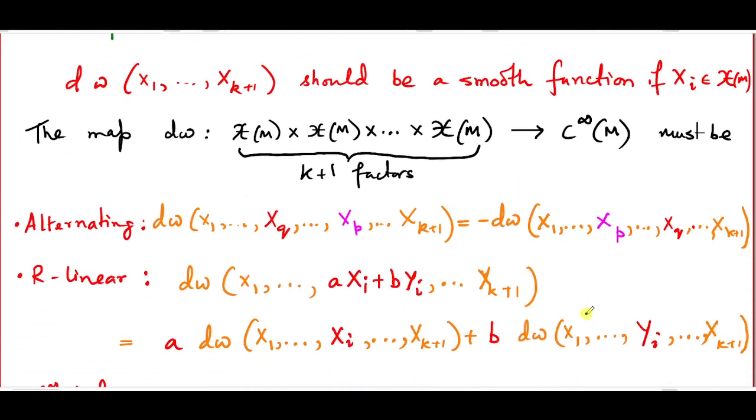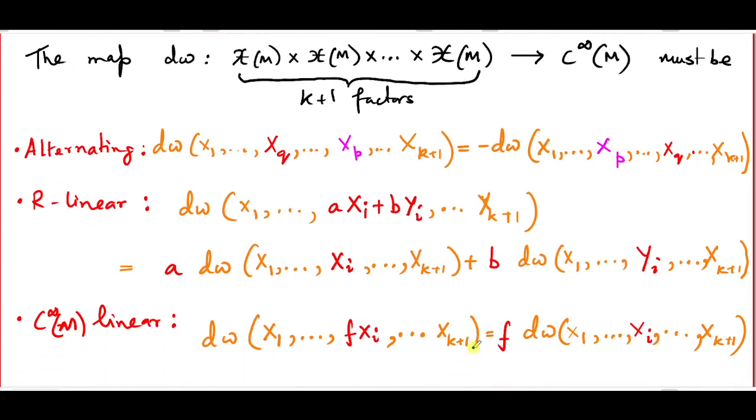It must be alternating. If you were to interchange any two of the vector field arguments, let's say Xq and Xp here, you are going to end up with a minus sign. It has to be R linear. If you replace any one of the vector fields, let's say the ith one, by a linear combination involving real numbers, you must have, as a result, a linear combination of the corresponding functions, where the individual Xi's and Yi's were acted upon by d omega, and finally, linearly combined by the same factors a and b.